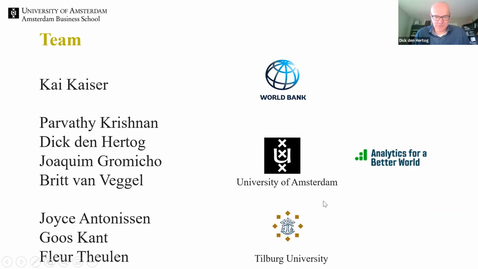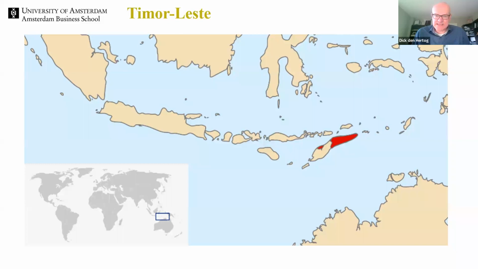Okay, so Timor-Leste is a small country close to Indonesia. It's a poor country. It became independent in 2002 after a war. It has 1.3 million people. And the World Bank is helping them by providing loans such that the infrastructure can be improved, and specifically also for healthcare.